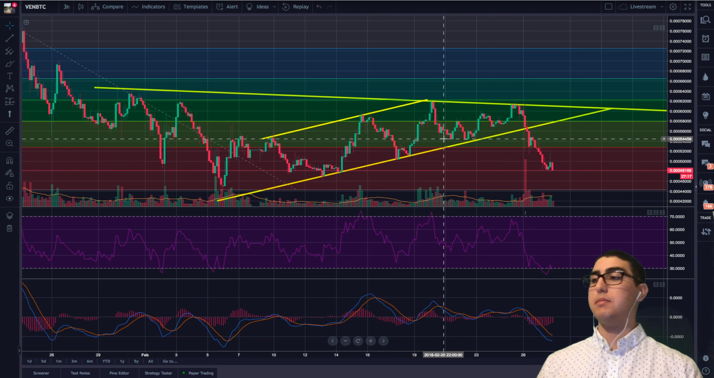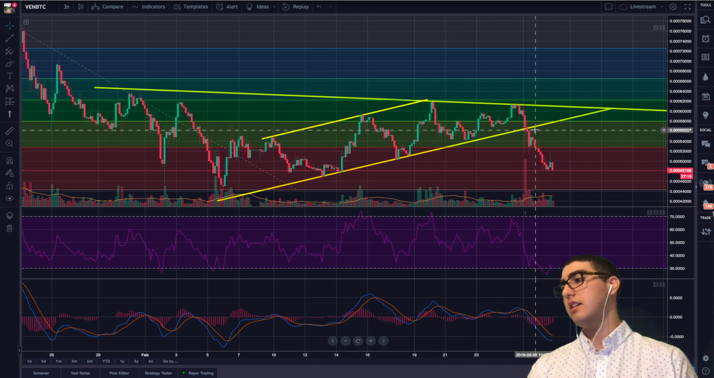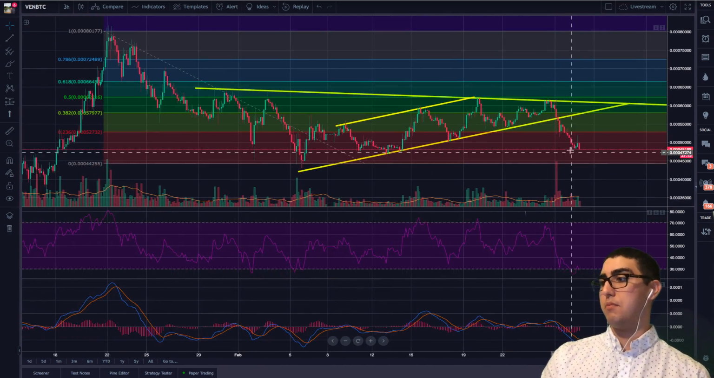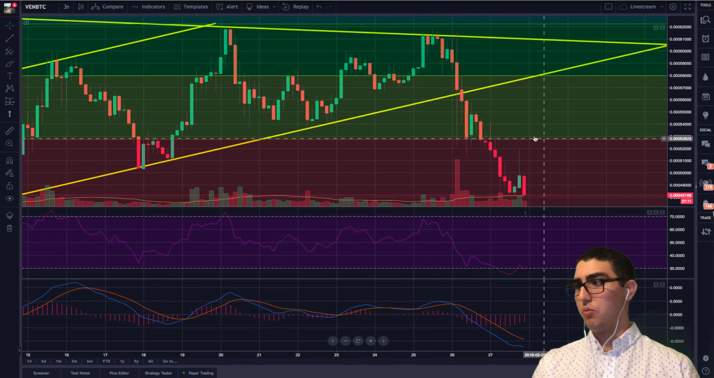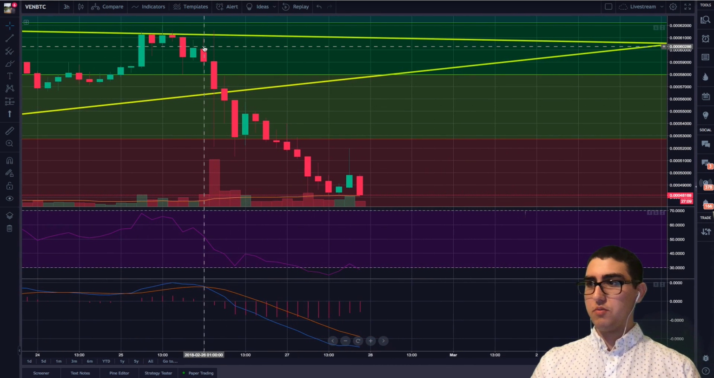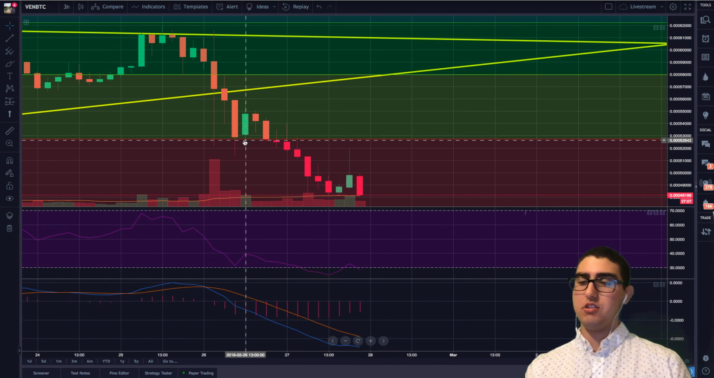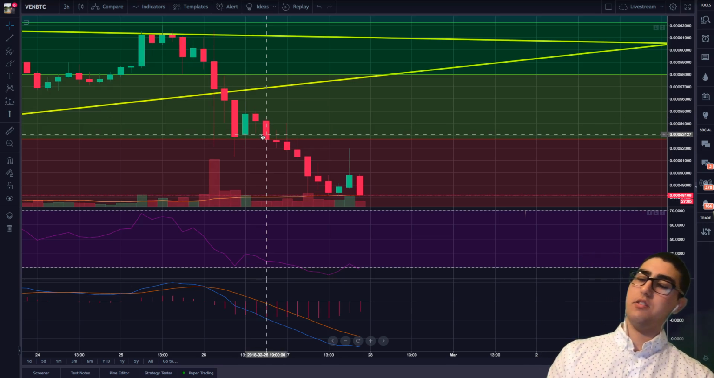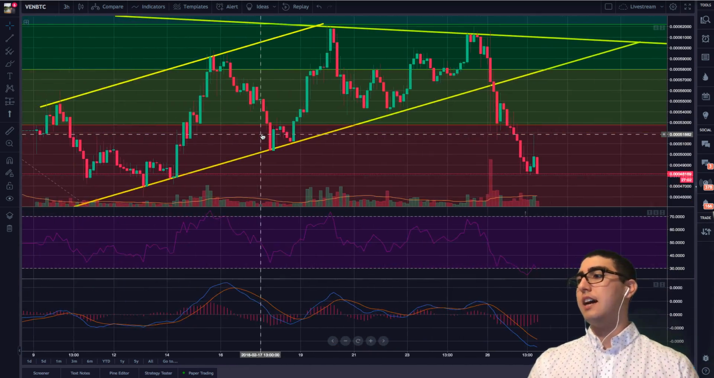And especially when something breaks out of a channel, like in this case, you can see how it had further downside, broke right through that Fibonacci. You see how Fibonacci really works? Look at that. All these red candles, and then right at the Fibonacci retracement level, bam, we saw that little pop. So I think that's pretty cool.